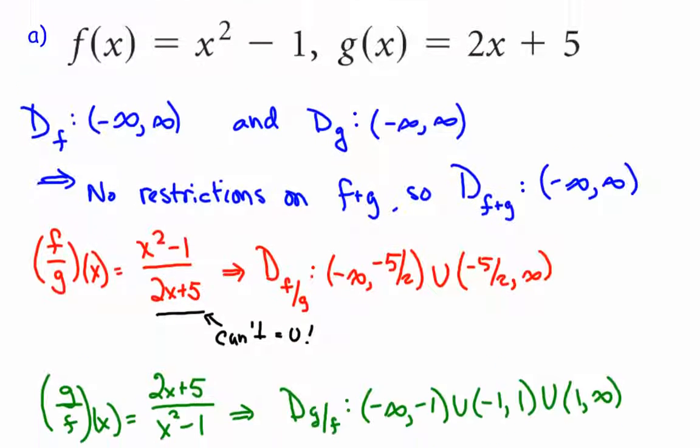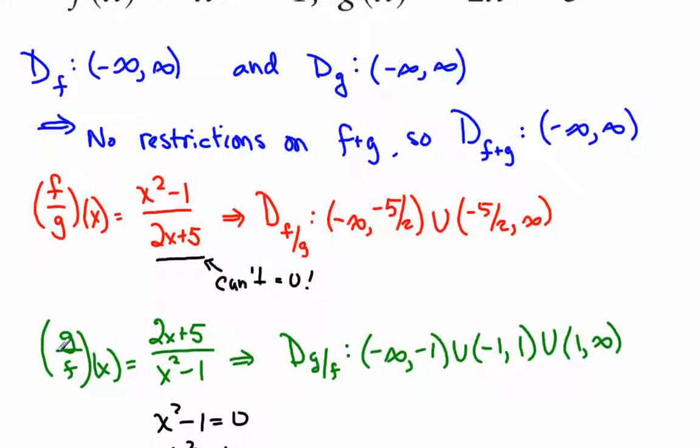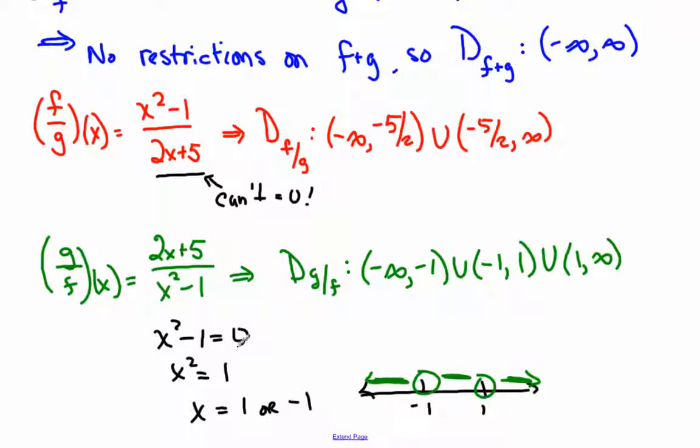If we reverse that and say, no, we want g divided by f, well, then this time the x squared minus 1 is going to go in the denominator, right? And we don't want this to end up being 0. So how do I solve that? x squared minus 1 would be equal to 0. Add 1 to both sides, take the square root, and it's either going to be a 1 or a negative 1. Okay, so when you have a square, you usually get two answers.